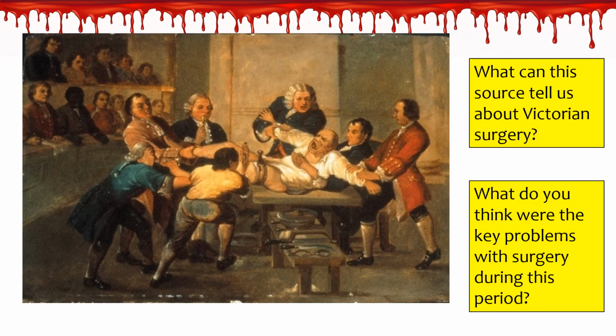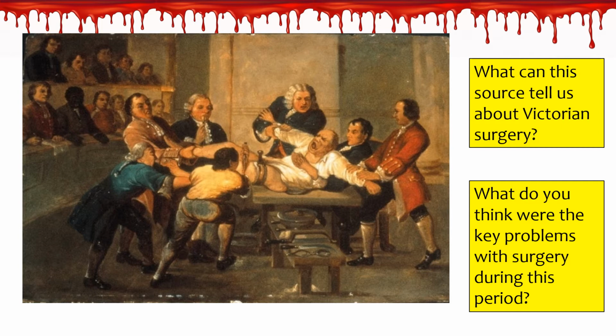To start with, we're going to begin by looking at a source, but we're not going to do a proper source analysis. We're just going to have a look and try to pick out some of the things that this picture is showing us. This is quite a famous picture. It's in the textbook that we use quite a lot with this unit, and it's showing you an example of Victorian or 19th century surgery. Probably also the type of surgery which happened a little bit before that, even in the 18th century, so in the 1700s.